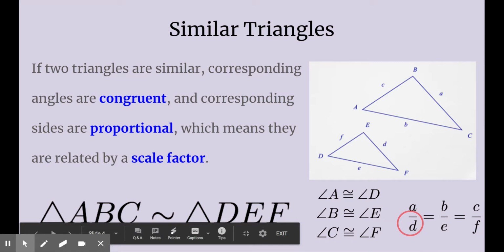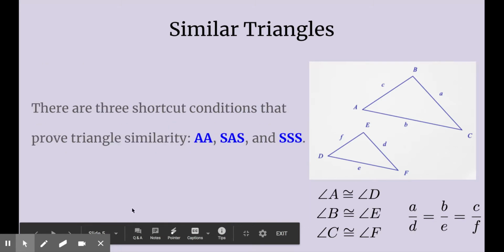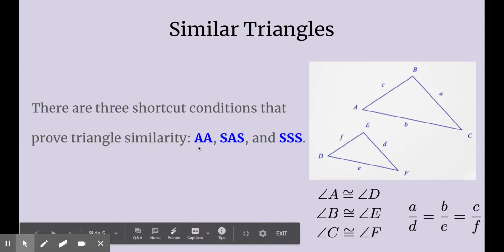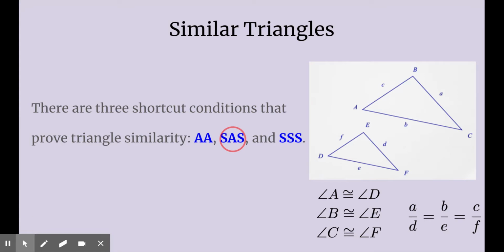Now, it's also true that if all of the corresponding angles are congruent and all of the corresponding sides are proportional, we know for sure that we have similar triangles. But it's not necessary to have all of that information. There are 3 shortcut conditions that prove triangle similarity: AA, which stands for angle-angle, SAS, which stands for side-angle-side, and SSS, which stands for side-side-side.